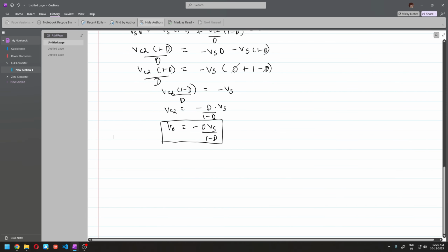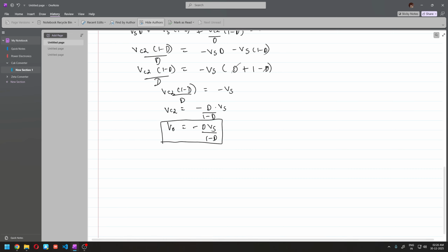For the Zeta, it's basically d Vs by 1 minus d. It's a non-inverting step up step down converter. This is inverting, and the SEPIC, same as Zeta, non-inverting. So the formula remains same. This part of it remains same for all of them. Just the sign is absent in both of them, since they are same polarity converters.